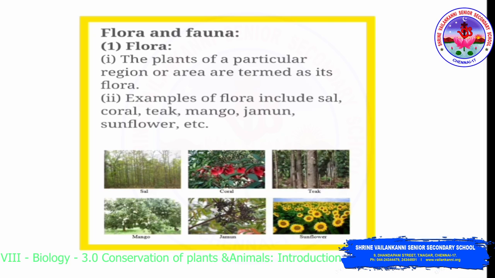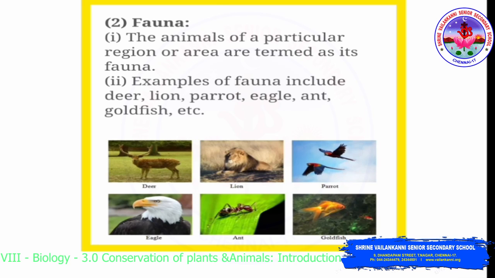So in this snap you can see the best example for the flora. Fauna. The animals of a particular region or area are termed as fauna. Examples of fauna include deer, lion, parrot, eagle, ant, goldfish, etc. So in this picture you can see the fauna. So we are going to conserve it. So what are all the procedures and things which we need to follow to conserve the fauna and flora?